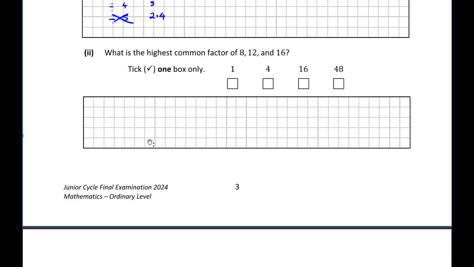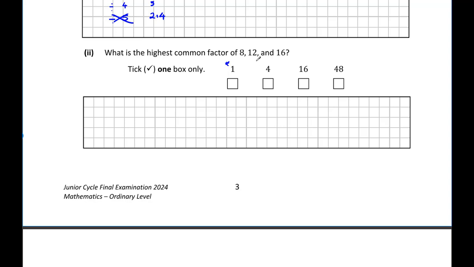Okay, what is the highest common factor? So what's the largest number that divides into 8, 12, and 16? Okay, so 1 goes into every number. So that definitely works. I better not put a tick here, just in case. I'll put a little star. That's definitely an option.